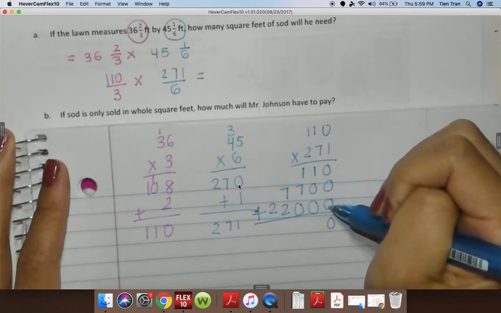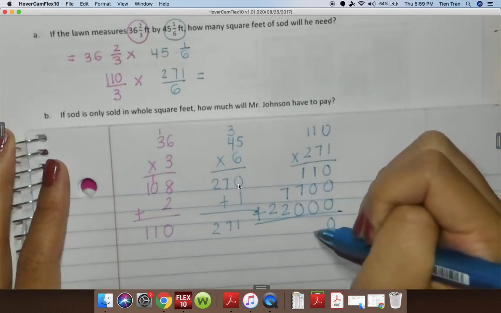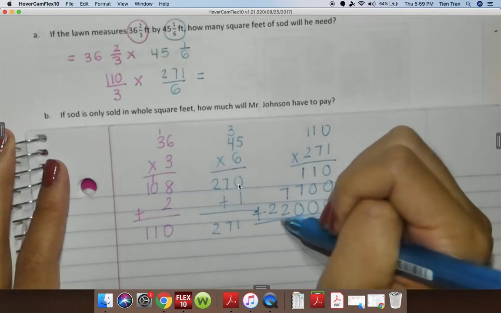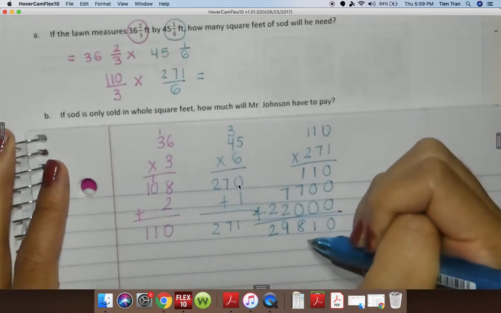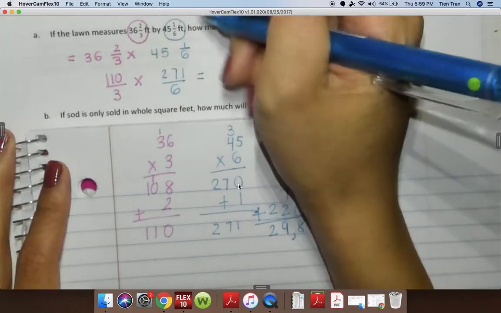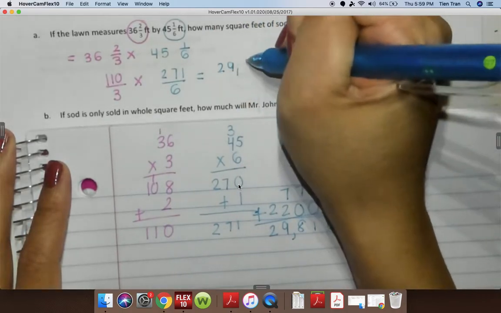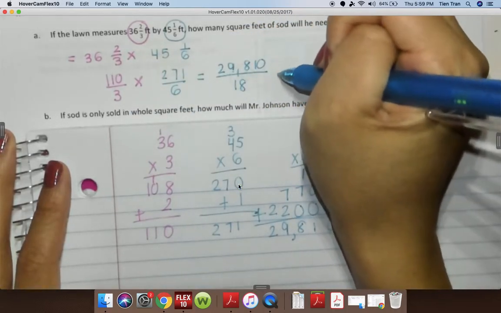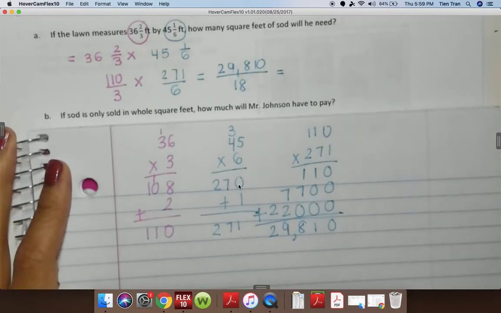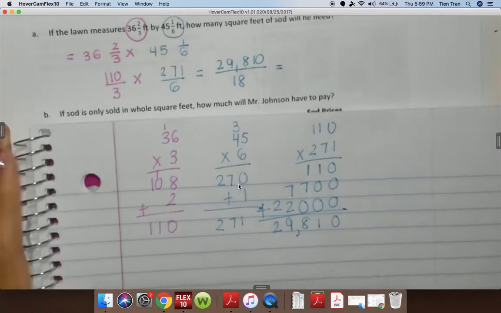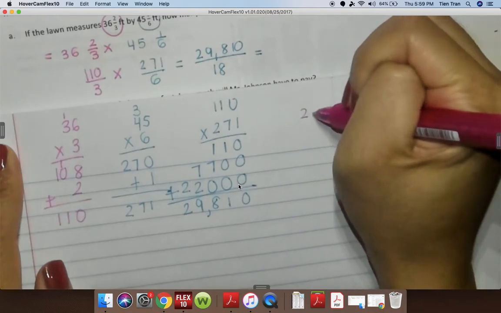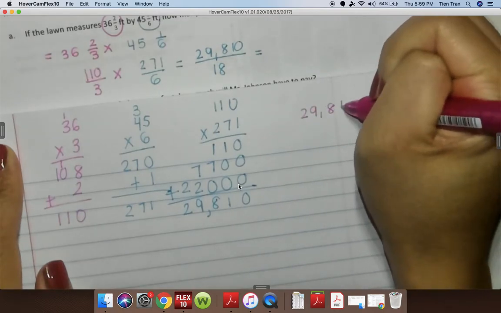0 plus 0 plus 0 is 0, 1 plus 0 plus 0 is 1, 7 plus 1 is 8, and 7 plus 2 is equal to 9. Bring down my 2. So I have 29,810, and 3 times 6 is equal to 18. Okay. Now that I have my answer so far, I'm going to divide. 29,810 divided by 18.